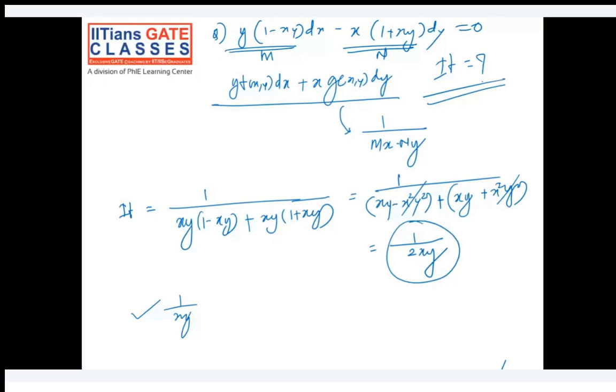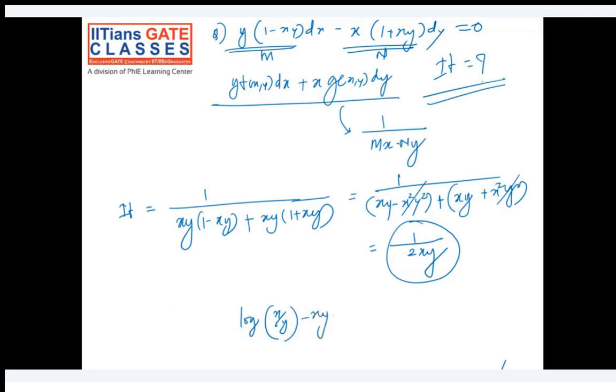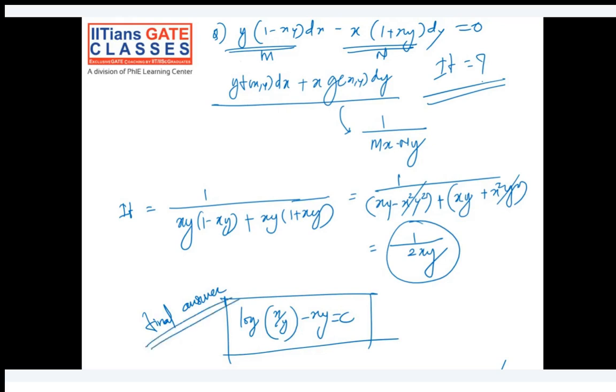Yes, the final answer in this case is log of x by y minus xy equal to c. Correct, Arjun. So this is the final answer. If you solve this differential equation, this is the integrating factor. Multiply by this integrating factor, you will get an exact equation, and then solve it. You'll end up with this answer. The overall intention of what I'm explaining now is that you should know how to convert into exact, because you already know how to solve the exact differential equation.